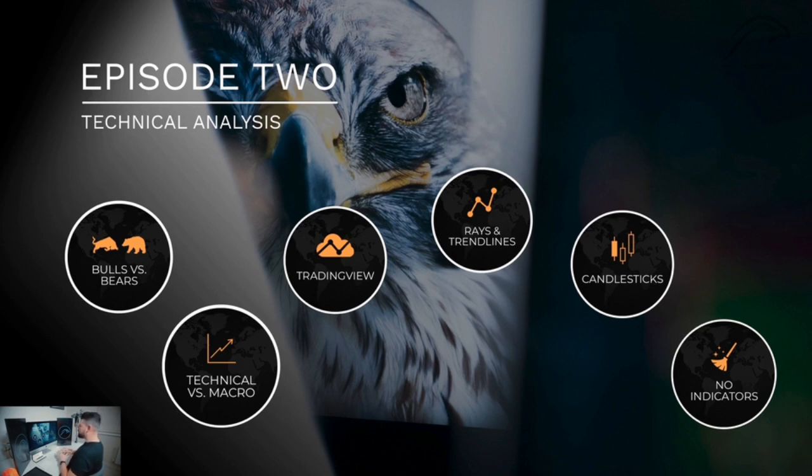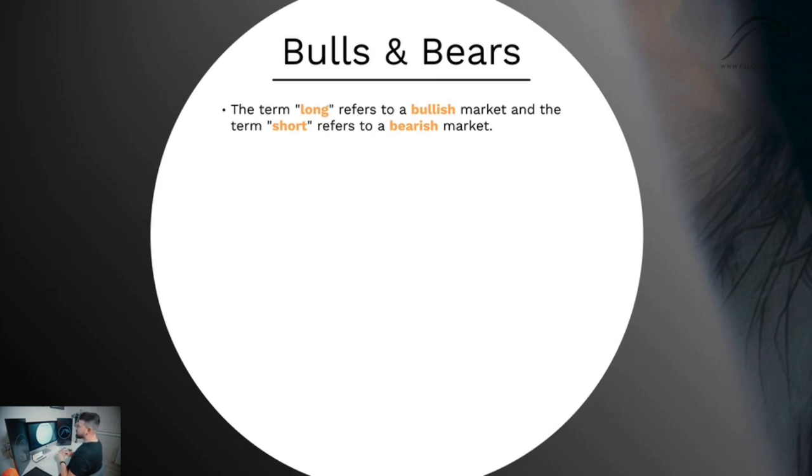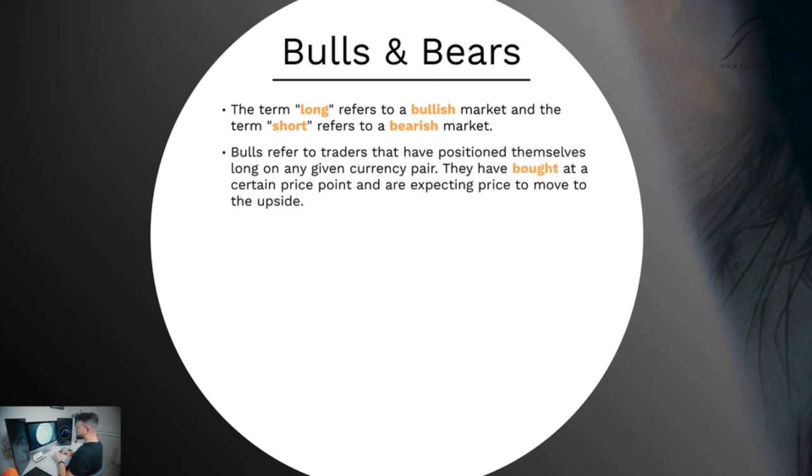So you've got your software set up, you've got all of your toolbars, and it's going to be really simple for you to follow. But first up, let's take a look at bulls versus bears. So what does this mean? If you're a new trader, these will be new terms to you. Essentially, the term long refers to a bullish market and the term short refers to a bearish market. So you'll hear this a lot.